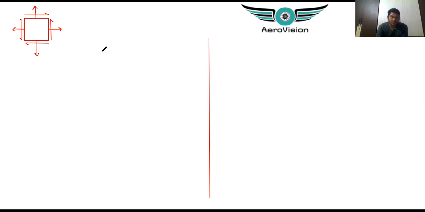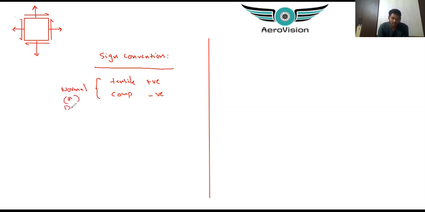So before drawing the MOHR circle, we need to add some sign convention. You treat tension or tensile stresses as positive and compressive as negative. These are in reference to normal stresses or direct stresses. And when it comes to shear stresses, we treat clockwise shear stresses as positive, which means if you take moment about this point, the stresses which are trying to rotate the element clockwise are taken as positive, and anti-clockwise stresses are taken as negative.